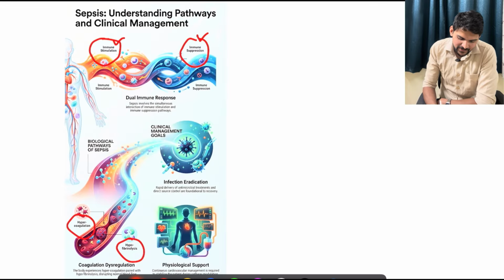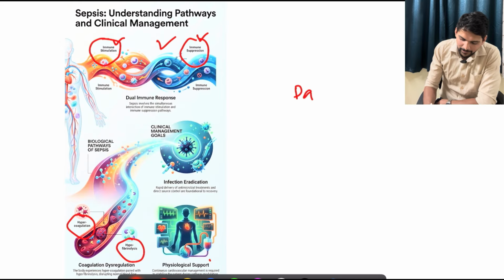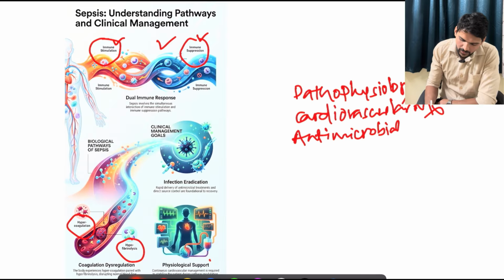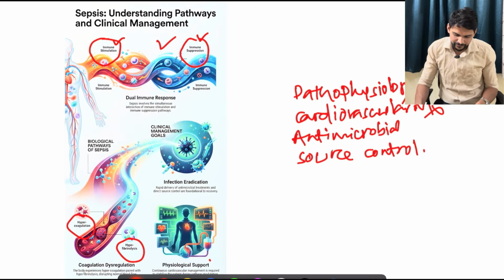So whenever we are managing sepsis, we have to focus upon these pathophysiology along with some other additional things. For example, cardiovascular management and antimicrobial therapy along with the source control. So these should be our aim. Understand the pathophysiology, focus upon cardiovascular management, antimicrobial therapy and source control. These should be our targets.